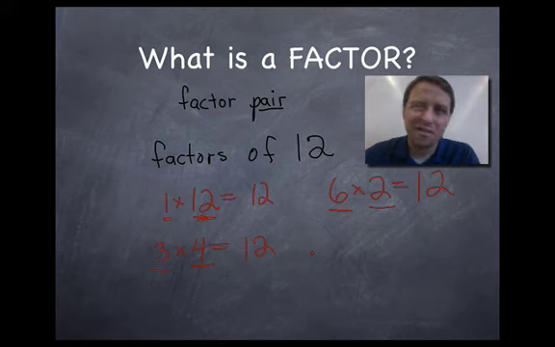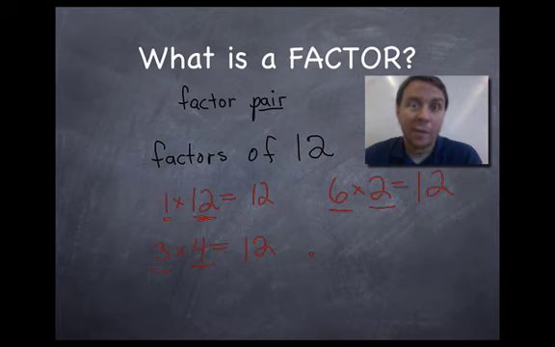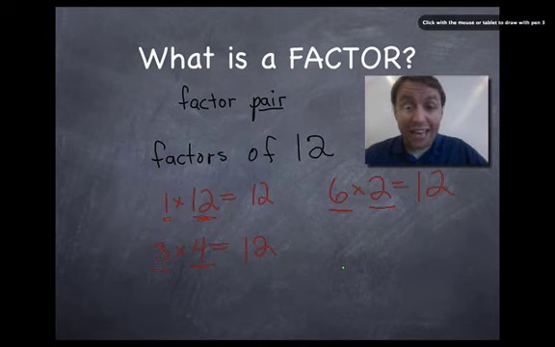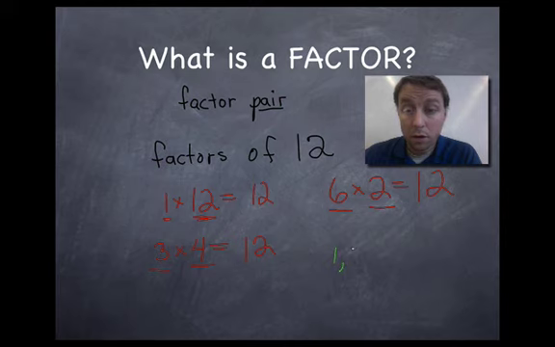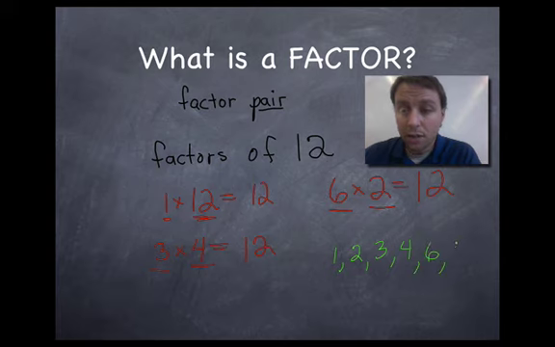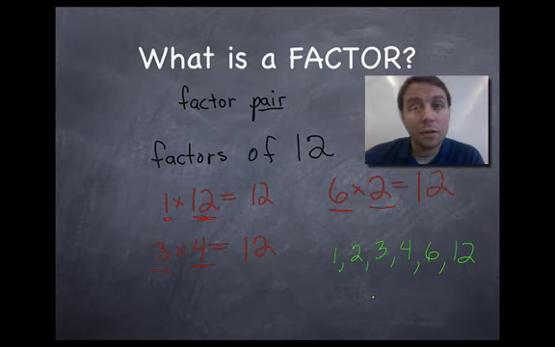How about 7? No. 8, no. 9, 10, nope. 11, no. And then anything larger than 12 is certainly not going to be a factor of 12 because you can't multiply it by something to get 12. So this is how we would list our factors. Our factors of 12 are 1, 2, 3, 4, 6, and 12. So 12 has 1, 2, 3, 4, 5, 6 factors.